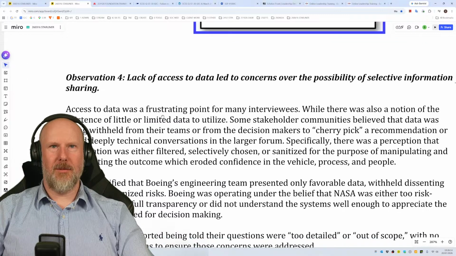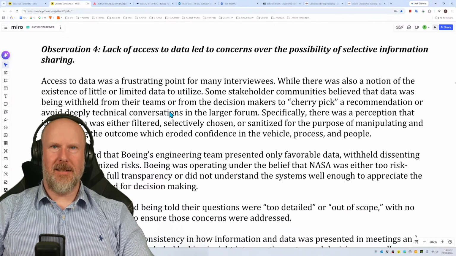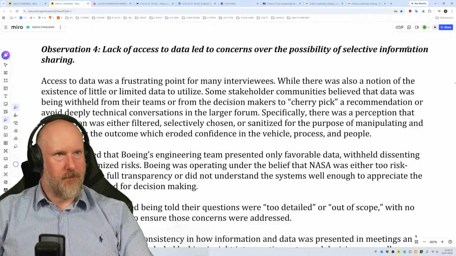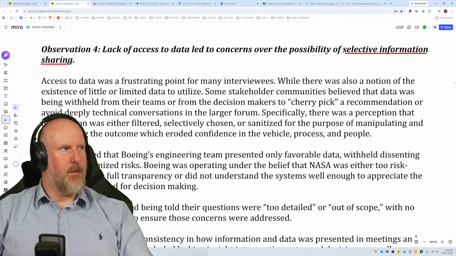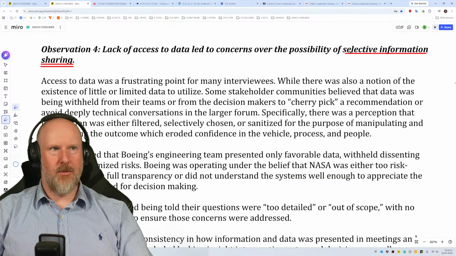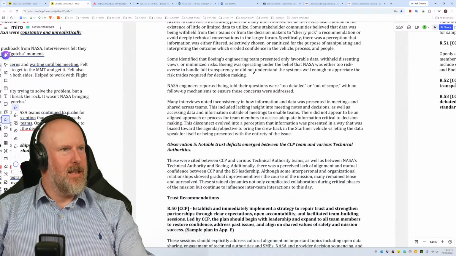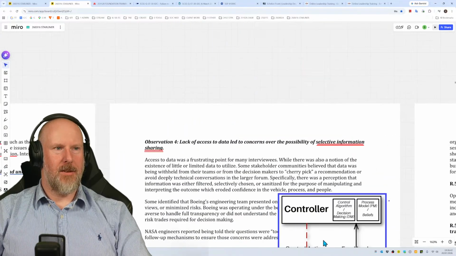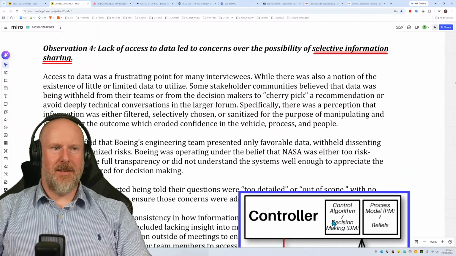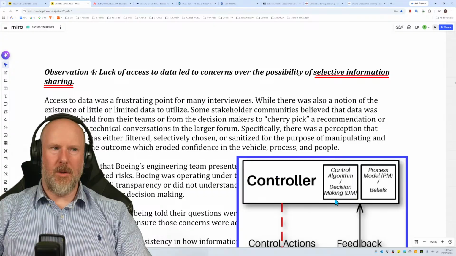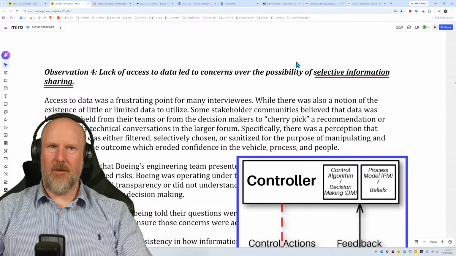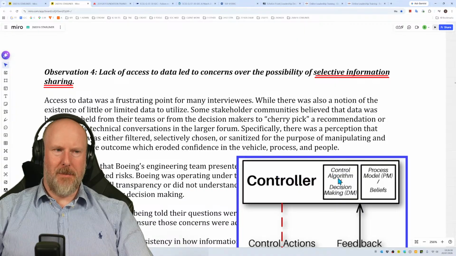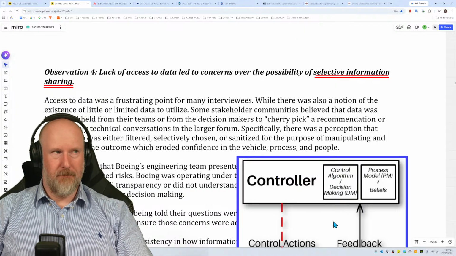Fantastic. Right, so observation number 4. Lack of access to data led to concerns over the possibility of selective information sharing. Selective information sharing, or the perception of it, is a really fast way to really screw up a control structure. So again, it's this perception versus reality that always plays a factor in this. And again, decision making. Who is the stakeholder that is making the decisions about being selective about information sharing? And do they realize the implications for trust, but also the safety case, the safety assessment?